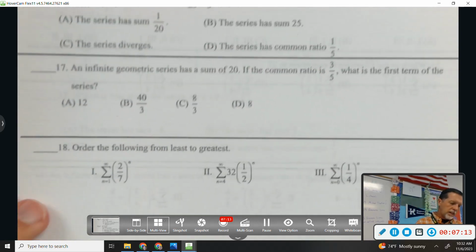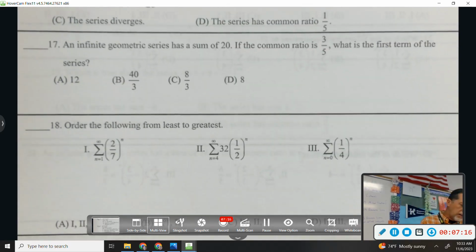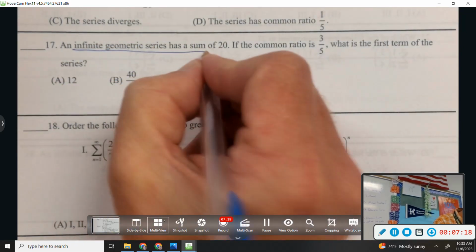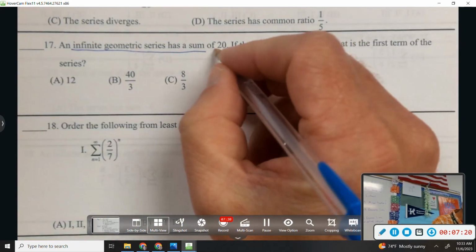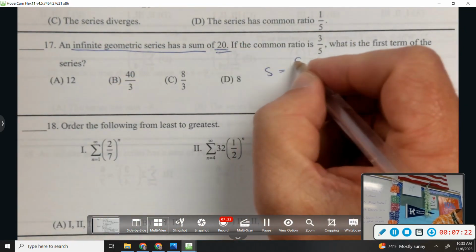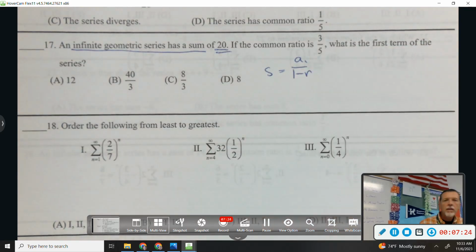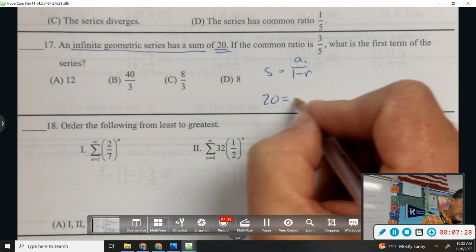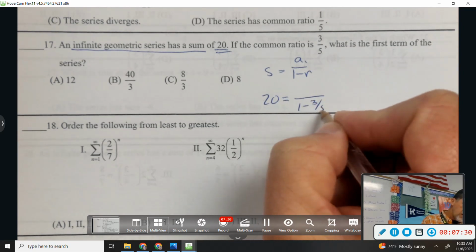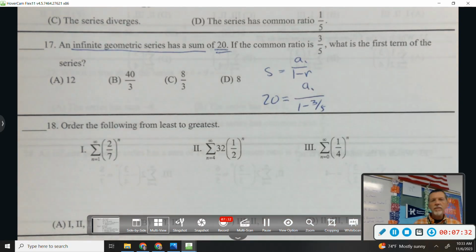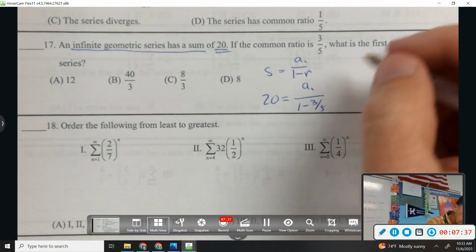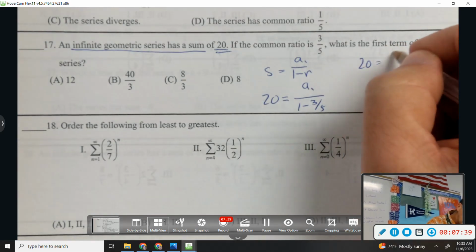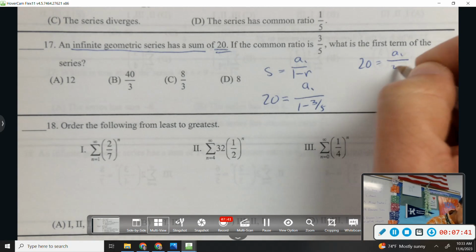Number 17. An infinite geometric series has a sum. Here we go again. Oh, but we know the sum, so I guess we have to use the formula for this one. Sum is 20. The ratio is 3/5. What is the first term? This is just algebra at this point. Let's see. 1 minus 3/5 is 2/5.